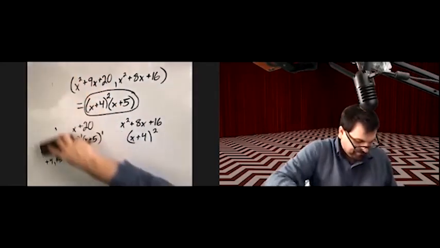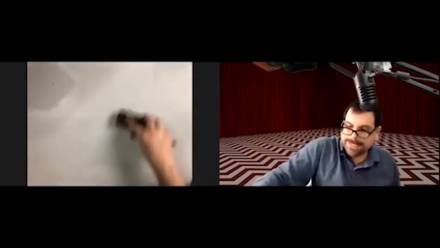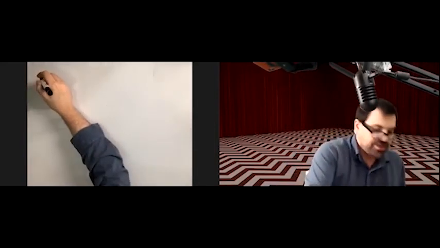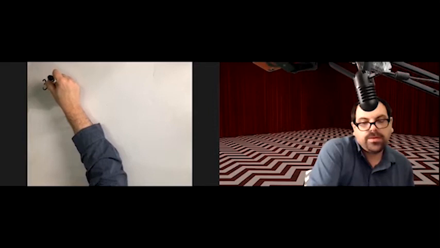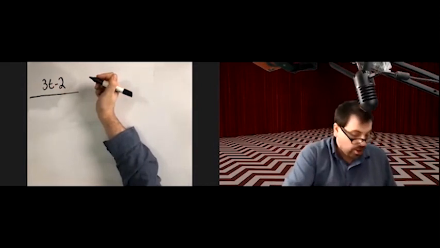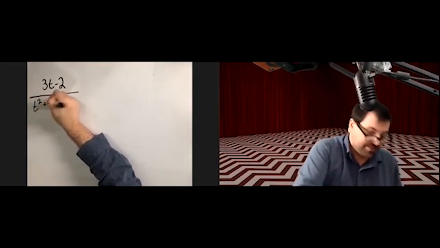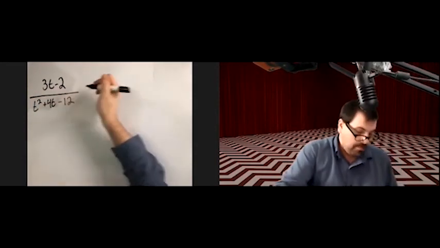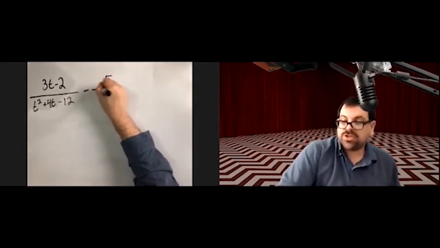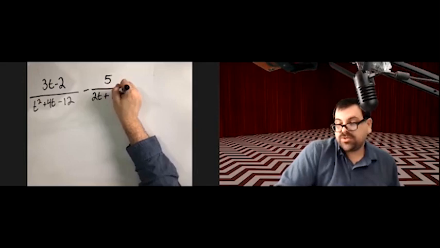Let's use this, and we'll do a subtraction problem. 3t minus 2 over t squared plus 4t minus 12, minus the fraction 5 over 2t plus 12.